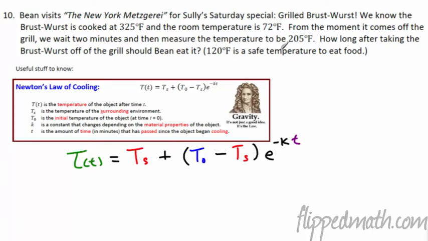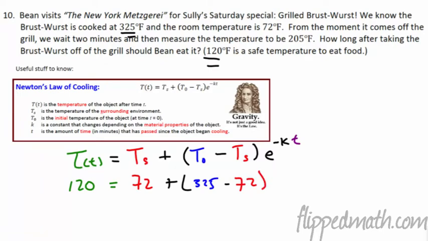And so what do we know right here? We want it to be 120 degrees. That's going to be the temperature at time t. So the temperature at time t is going to be 120 degrees. The surrounding temperature is still 72 degrees. We want to add to it the initial temperature. It's still coming out at 325 degrees. All right, we subtract from that the temperature of the surrounding environment. You can see what I'm doing here.